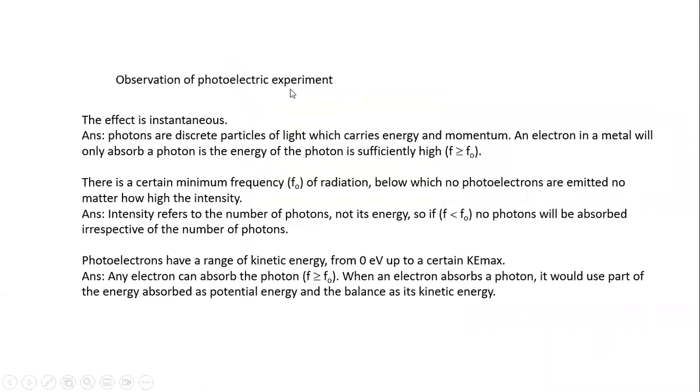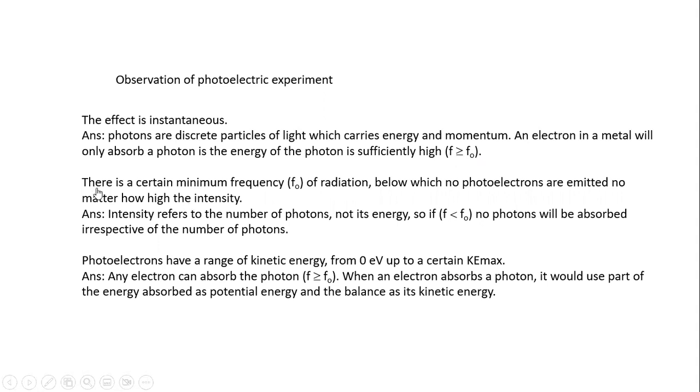Okay, so how did Einstein explain this photoelectric effect? When scientists did the photoelectric effect experiment, they made certain observations, and one was that the effect is instantaneous. Einstein explained this by saying that photons are discrete particles of light which carry energy and momentum. So an electron in a metal will absorb a photon if the energy of the photon is sufficiently high. That is, the frequency of radiation must be greater than or equal to the threshold frequency.